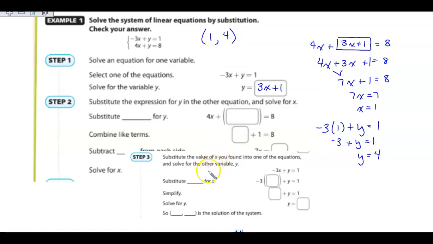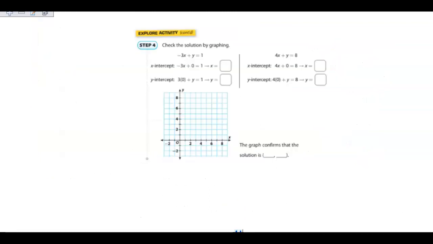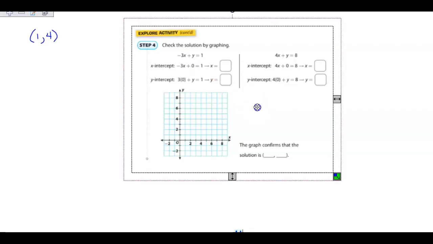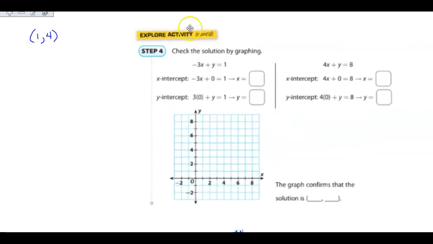Now we can use graphing to determine if we've got the right one. So we said that our ordered pair was (1, 4), and we want to know, does it really work? Okay, so let's check it by graphing. One way would be to graph both those lines by changing them into slope-intercept form and then graphing them. Another way is to use our x and y intercepts to determine where they would cross.